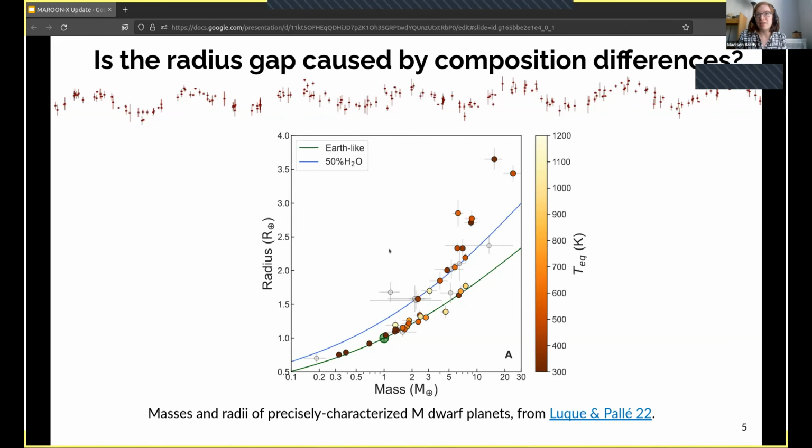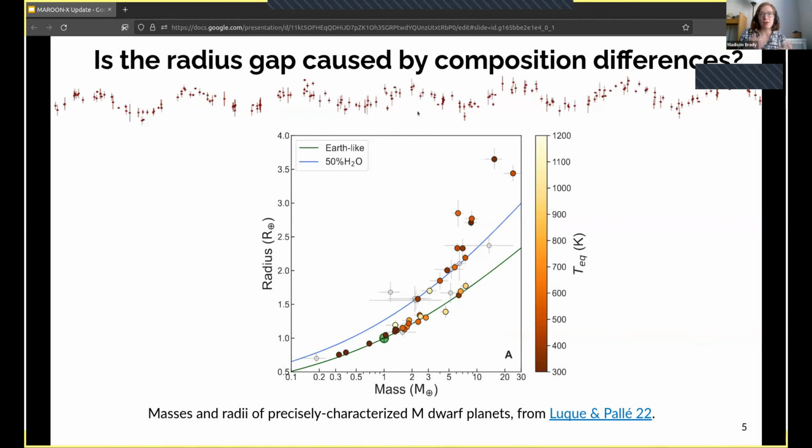One of the interesting science questions that we can answer with this sample, and that a lot of other groups have been talking about today, is the result from the CARMENES paper earlier this year. This is a mass-radius plot of a bunch of M dwarf planets with well-characterized masses and radii. And you can basically see that a large proportion of these planets fall either on an Earth-like composition line or a line consistent with having a roughly 50% water composition, with the idea being that perhaps the radius gap around M dwarfs is explained by a composition difference in the cores of these planets.